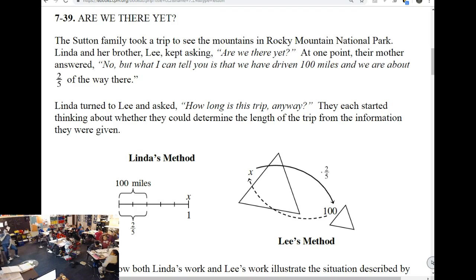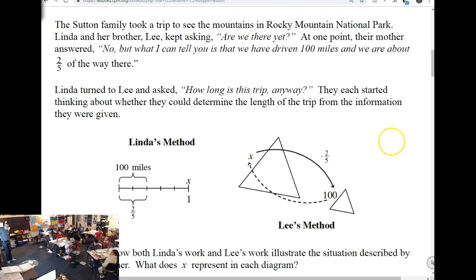So, Linda sets up that. Her brother sets up this. And of course, Linda's like, dude, you are stupid. And he's like, no, I'm really not. You just don't get it.